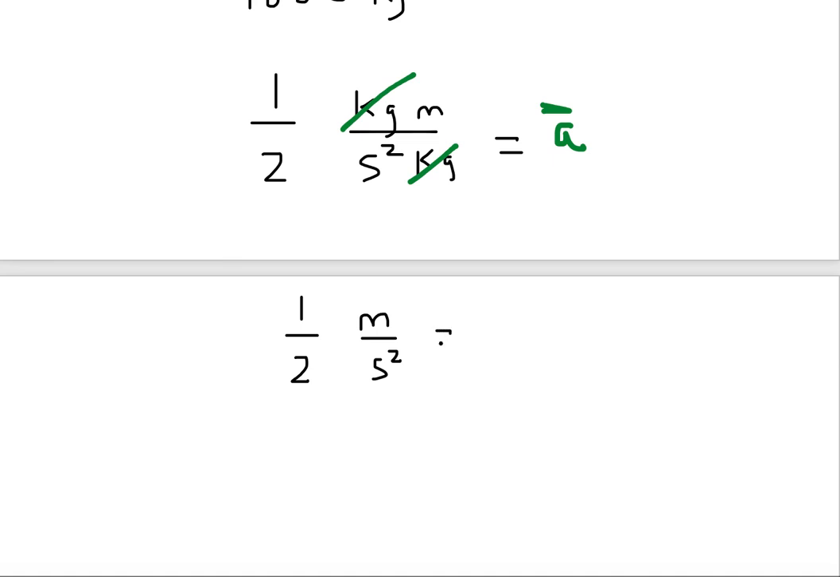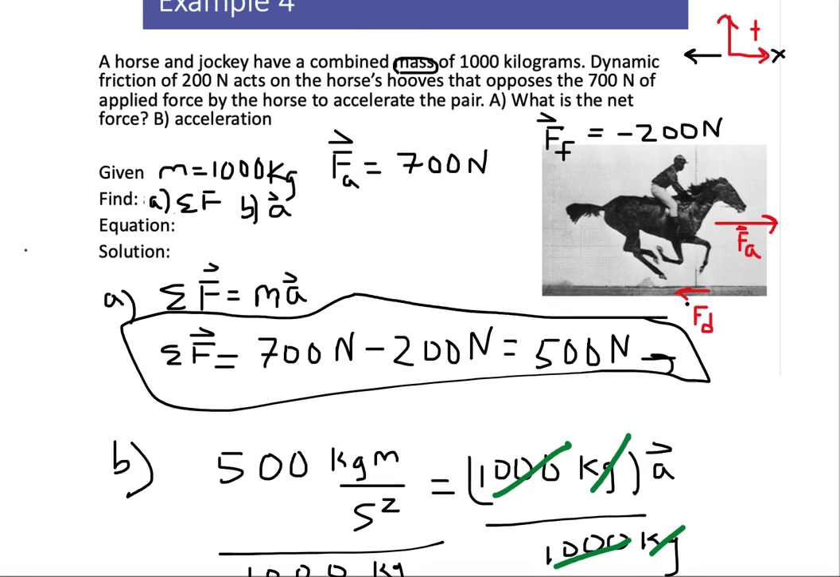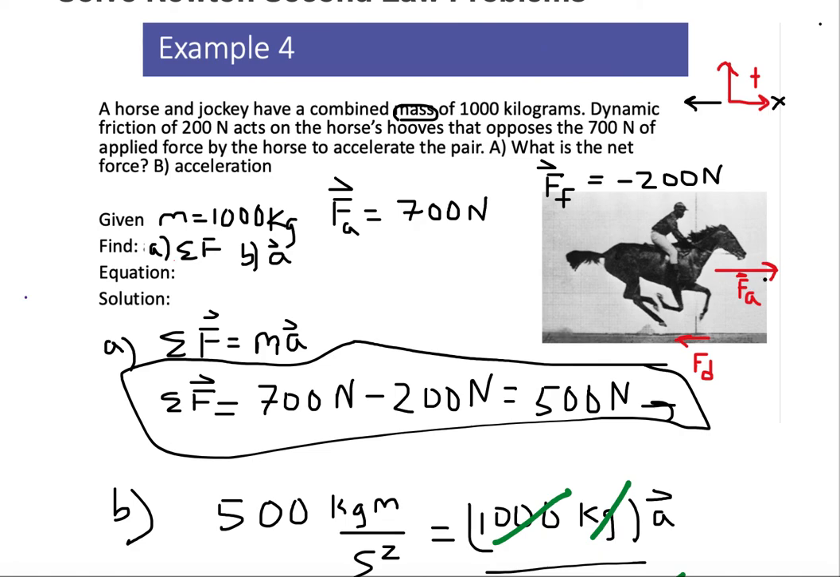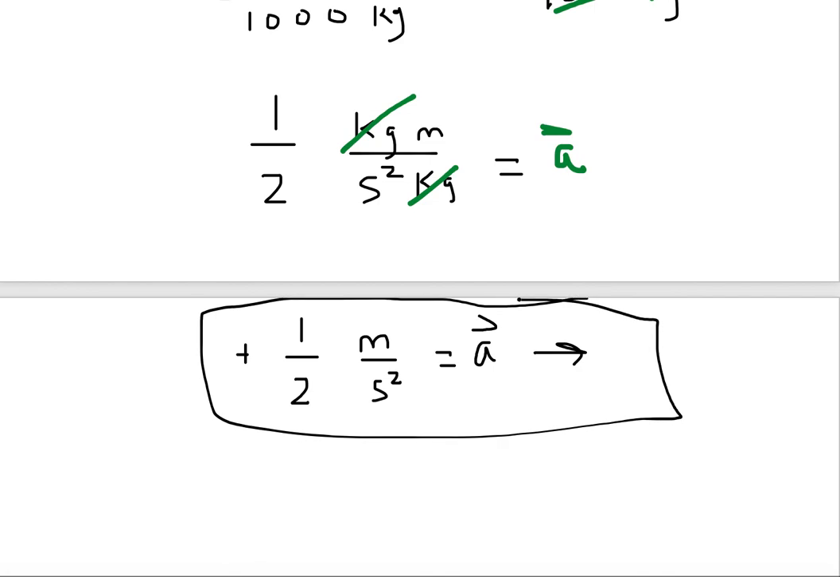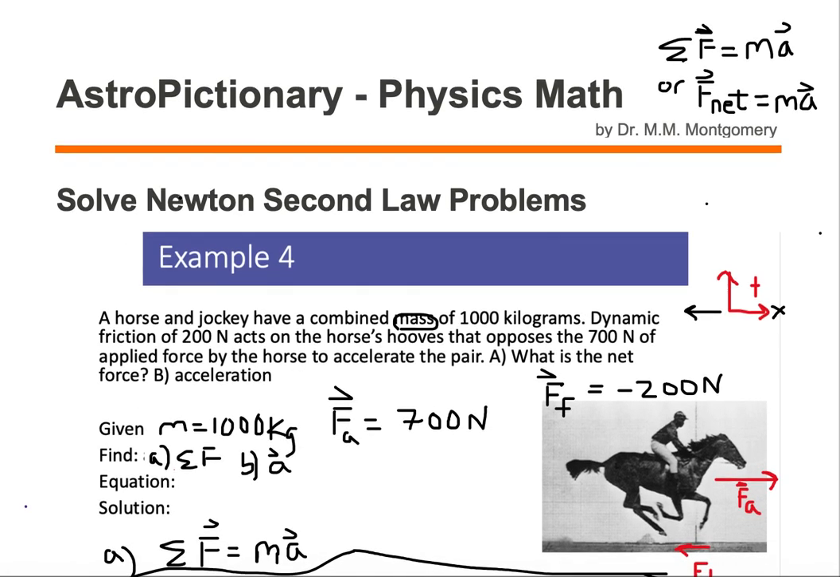And that's our acceleration, and we need to put a direction down. Since the value is positive, that means we're accelerating to the right. Let's check it. Well, that makes sense. Our horse and jockey are going to the right. We should have an acceleration to the right, and that's my answer. So that's how you solve an example of Newton's second law type problems.